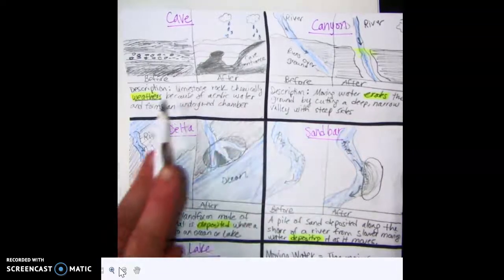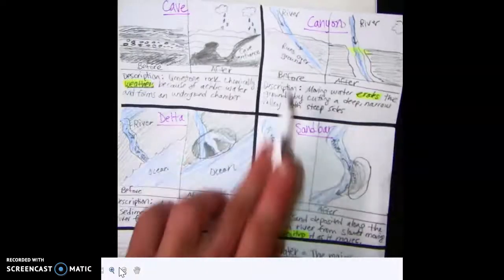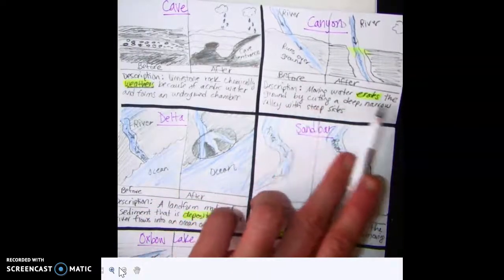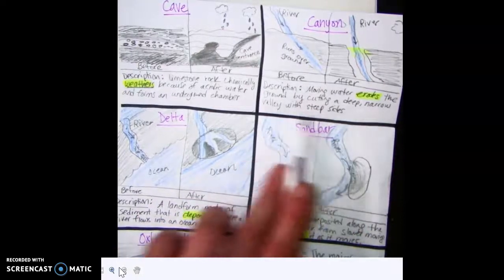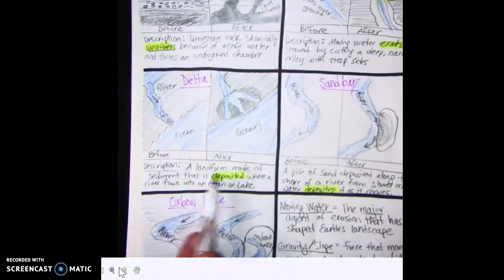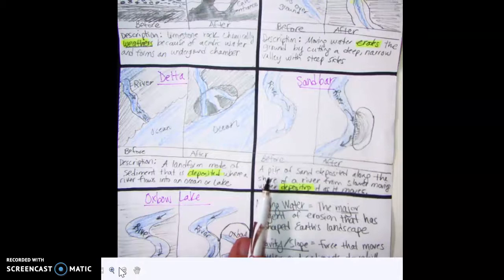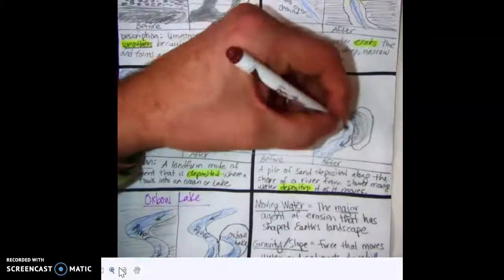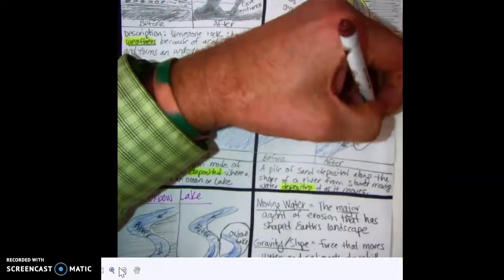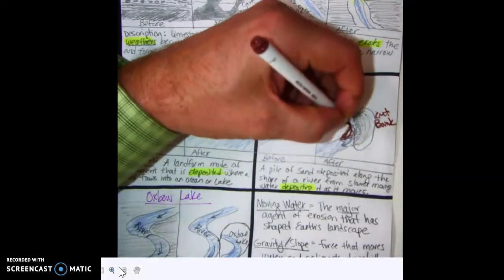Again, limestone rock chemically weathers because of acidic water and forms an underground chamber. Canyon, moving water erodes the ground by cutting a deep, narrow valley with steep sides. The delta, a landform made from sediment that is deposited where a river flows into the ocean. The sandbar, a pile of sand deposited, and it's actually over here. The side over here is called the cut bank, right? And then this will be your sandbar forming over here.